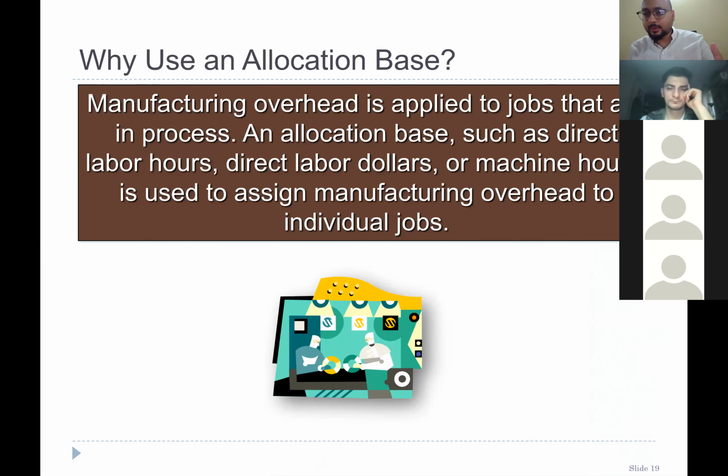Manufacturing overhead is applied to the jobs that are in process. And an allocation base, such as direct labor hours, direct labor dollars or machine hours, is used to assign manufacturing overhead to individual jobs.